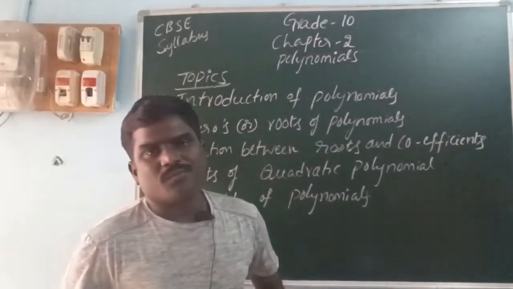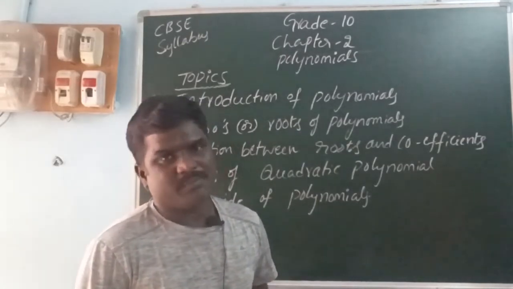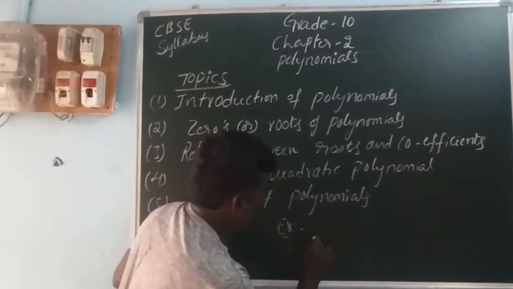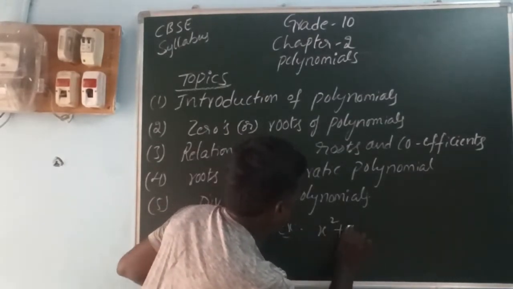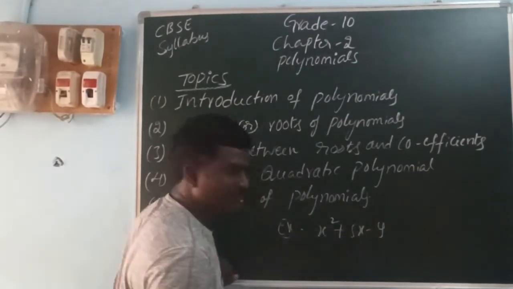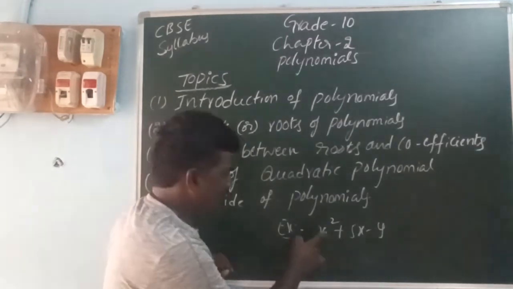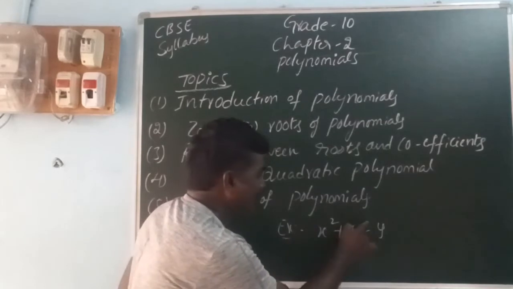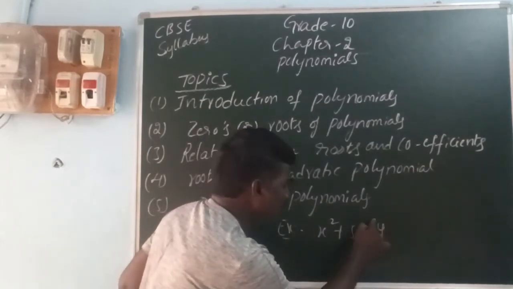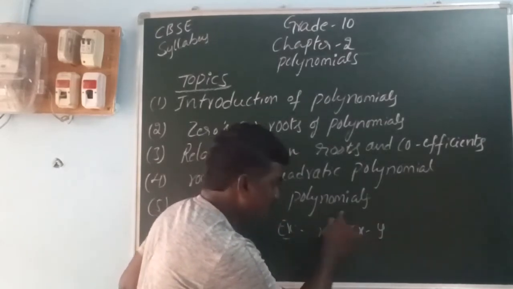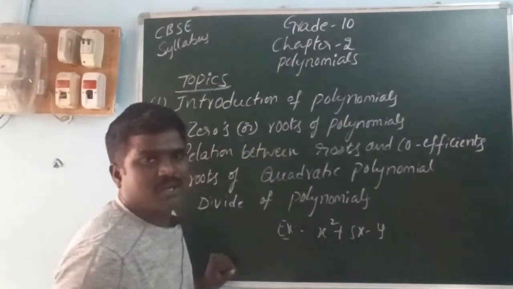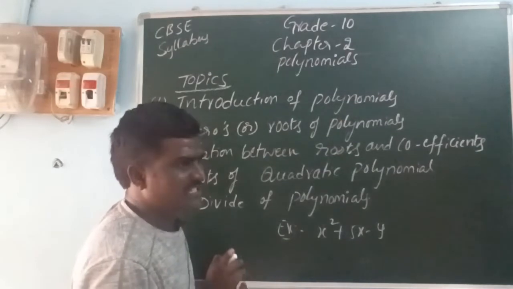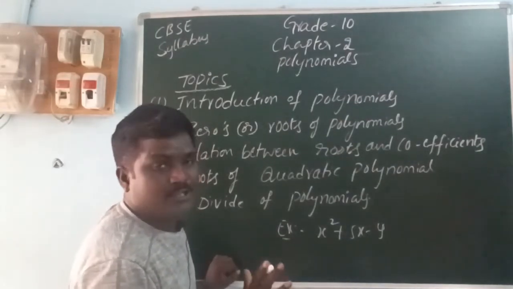So what are the examples of polynomials? Here is an example: x square plus 5x minus y. How many terms are there? 3 terms. X power is how much? 2. This term degree is 2, this term degree is 1, this term degree is 1. Okay, this is called a polynomial. So polynomial means the degrees of the terms of an algebraic expression are non-negative integers.